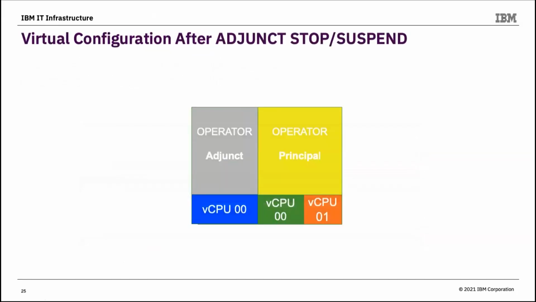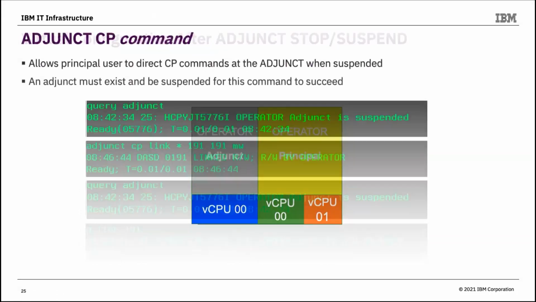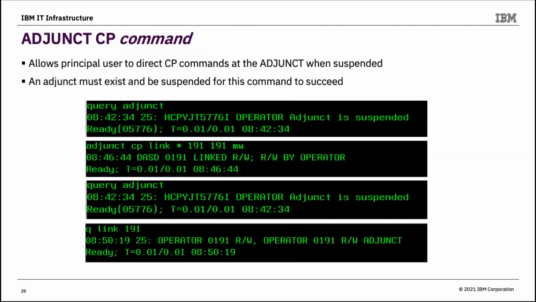So here's that visual representation of our virtual configuration after the suspend command. We see our adjunct is now grayed out, it's suspended, while our principal is yellow, it's active once again. So the adjunct CP command is a way to issue commands to your adjunct while it's suspended from your principal. A caveat: your adjunct must exist and it must be in the suspended state for this command to succeed.